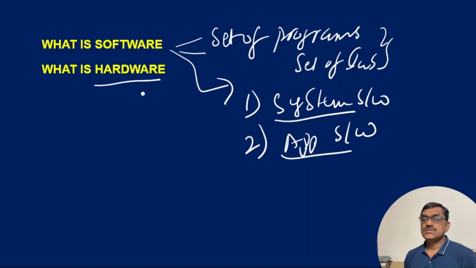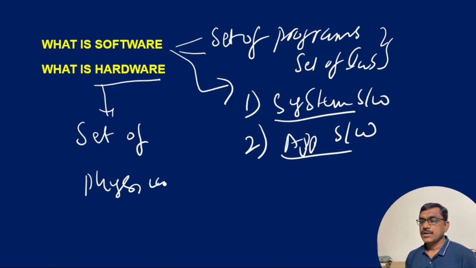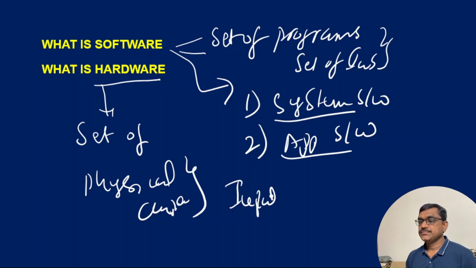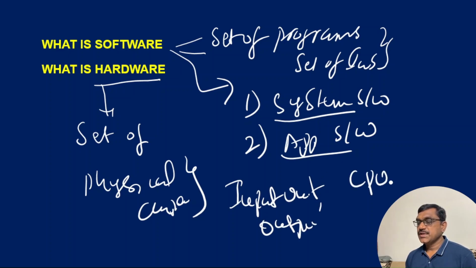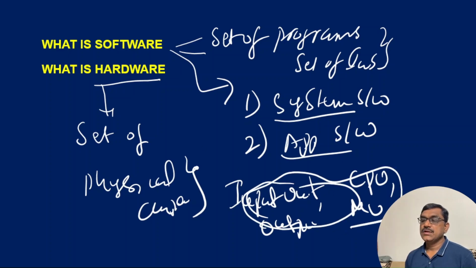Now, the next concept, hardware. Hardware is defined as simply a set of physical components. Mainly, we are talking about the input unit, output unit, central processing unit, and memory unit. These are the things that mainly come under hardware. Hardware is nothing but a set of physical components. Software is nothing but a set of programs or a set of instructions. How many types of software? Two types. First one is system software, and second one is application software.